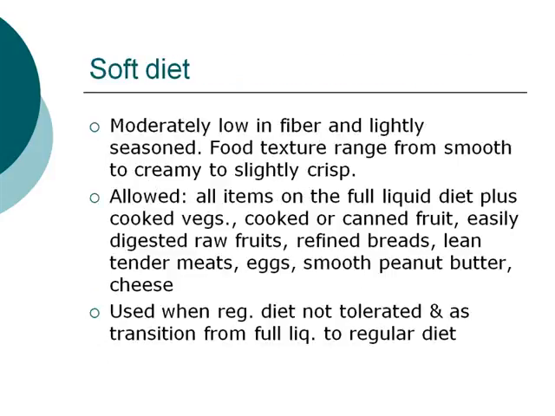Soft diet is your increasing diet. It is still low fiber, usually moderately low in fiber, and it may be lightly seasoned. And your texture can range from smooth to creamy or even slightly crisp. You get cooked vegetables, cooked or canned fruit, easily digested raw fruits, such as maybe pears, refined breads, eggs, smooth peanut butter, cheese, and lean tender meat. This is used when a regular diet is not tolerated, or even if you're transitioning someone from a full liquid to regular, you may try soft for a day or two.